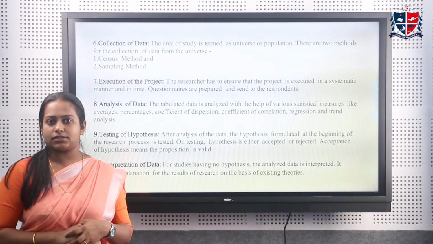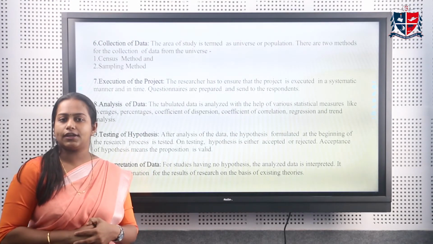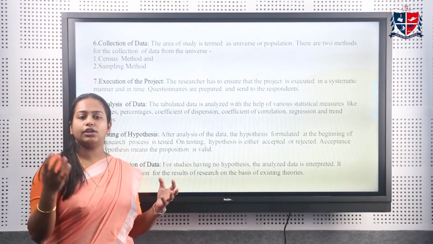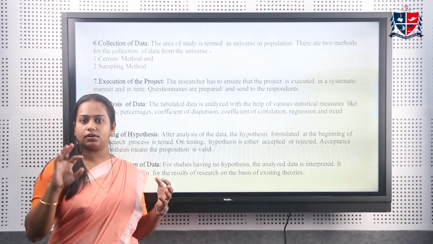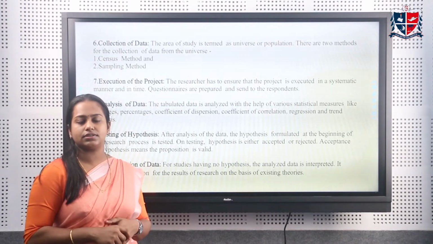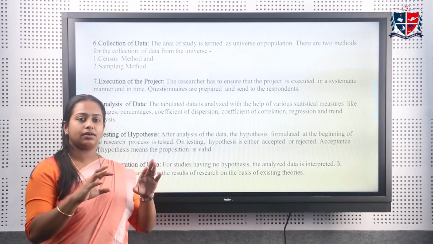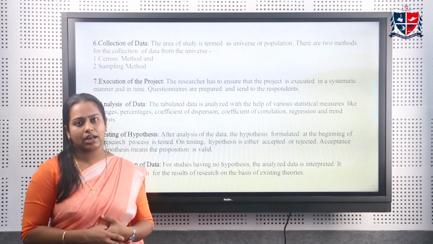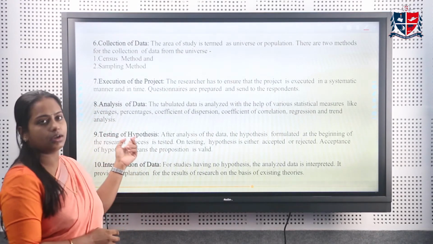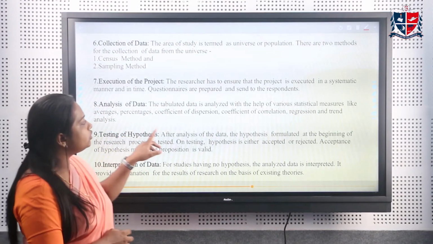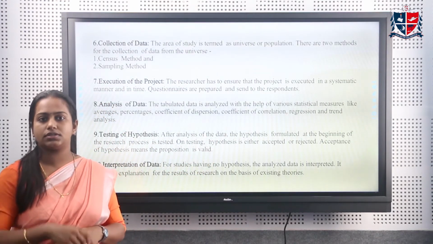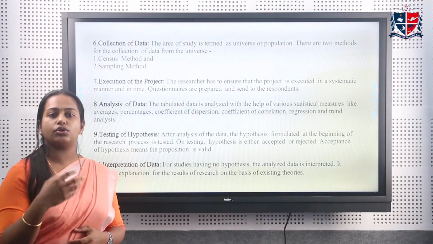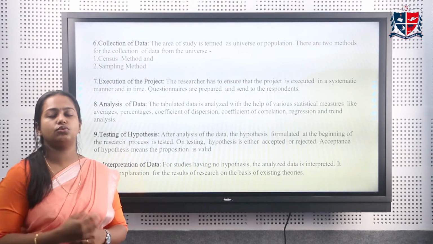Then the analysis of data. After the collection of all the data, we would be getting big data. In order to use that in our research, we need to analyze the data. The data which is in raw form should be converted into a meaningful and understandable manner. That is done in this step, analysis of data. We use a lot of statistical measures like average and percentage in order to make the data more meaningful.